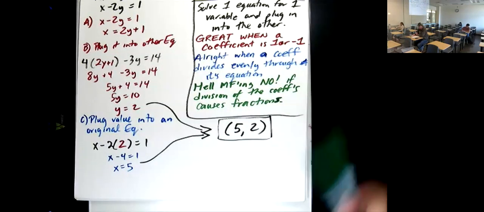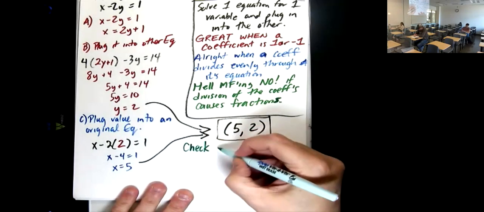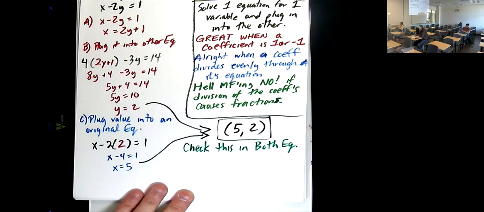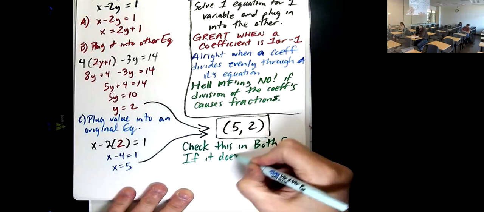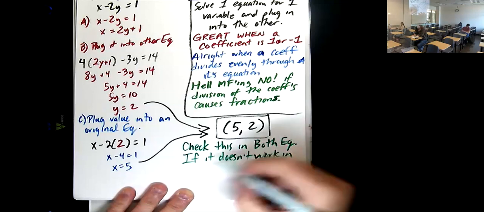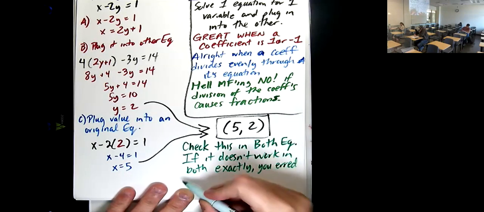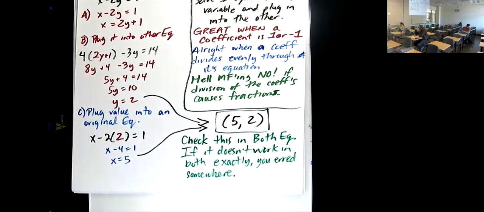You should check this in both equations. It should definitely work in one because you got one of the values from it, but plug it in both. If it doesn't work in both exactly, you erred somewhere. Sometimes just going back and looking over your work you go, oh shoot, 4 plus 2 isn't 8. Imagine that. You find your error pretty quickly. Hopefully it's near the end and not near the beginning where you have to resolve everything. But sometimes you have to resolve it all, but it's really not a lot of work. Well, it's not a lot of difficult work.